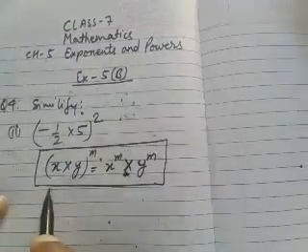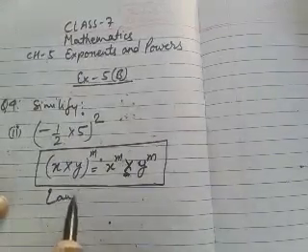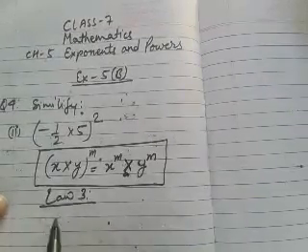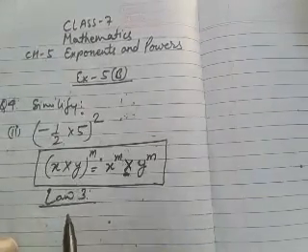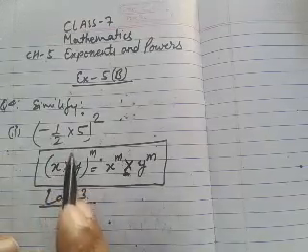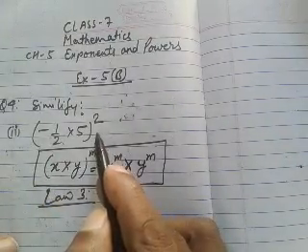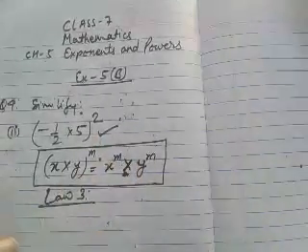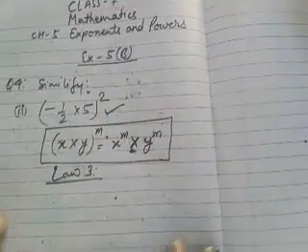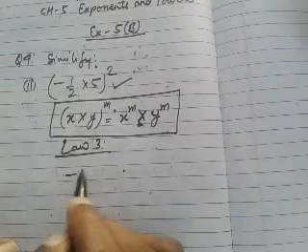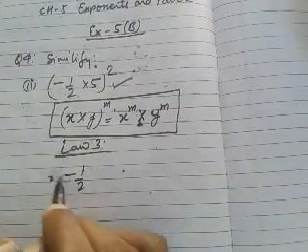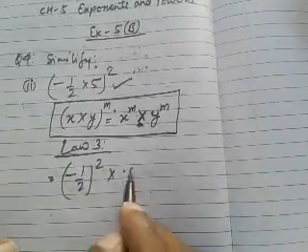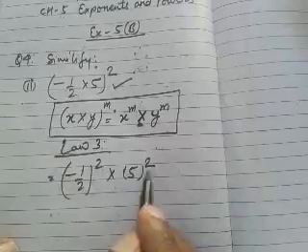By using law 3, we can solve or simplify this type of expressions. So let us do it. Minus 1 by 2 we can write here raised to the power 2, multiply with 5 raised to the power 2.